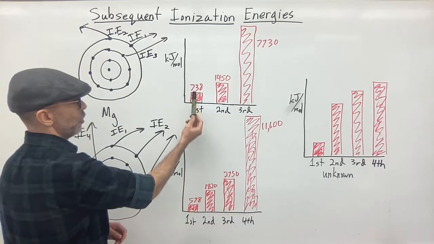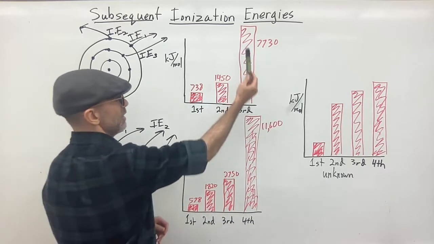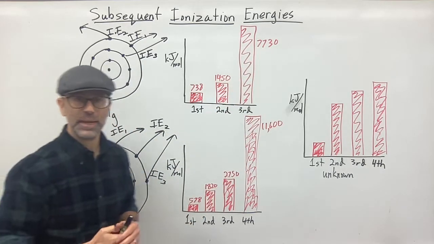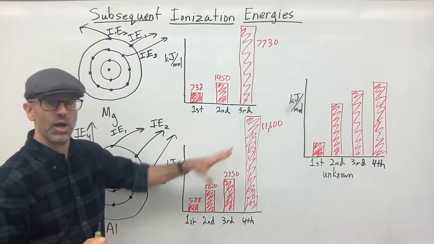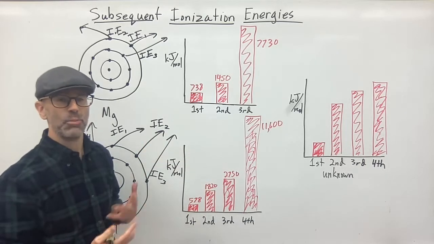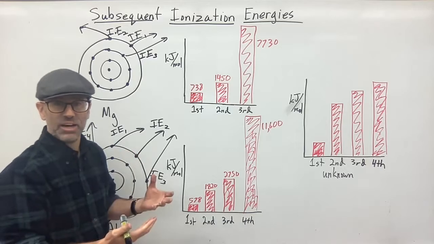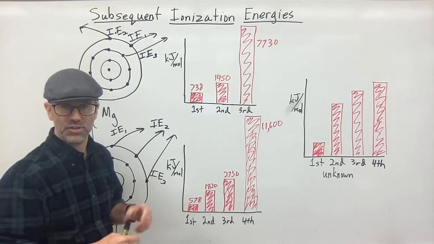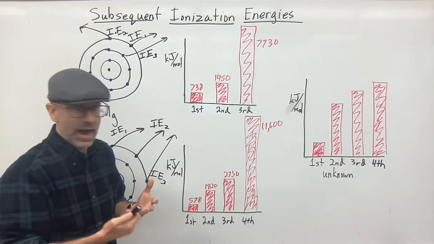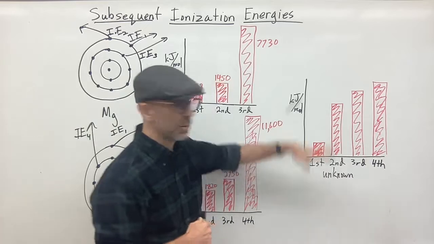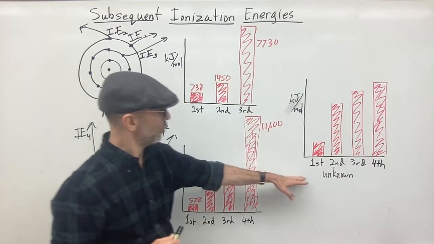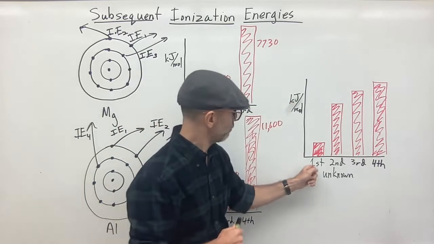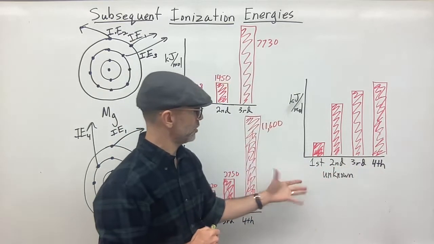So same thing here. The first 2 were valence electrons. Your first core electron is a huge jump. So given what we know now, we can identify how many valence electrons an atom has if we're given the subsequent ionization energies of that particular atom. So here's an example that I kind of made up. You don't even need to know the numbers. So here's our unknown, and here's my kilojoules per mole, and the first, second, third, fourth ionization energy.